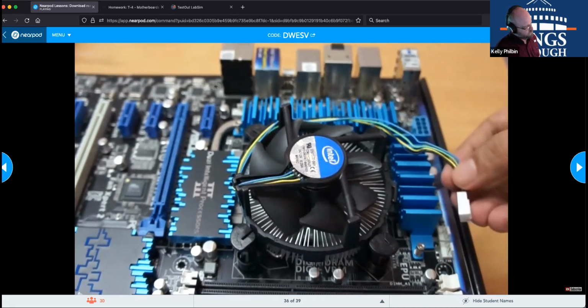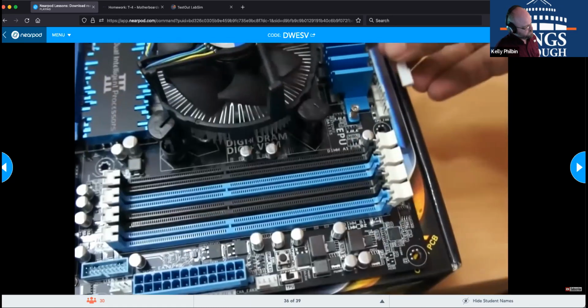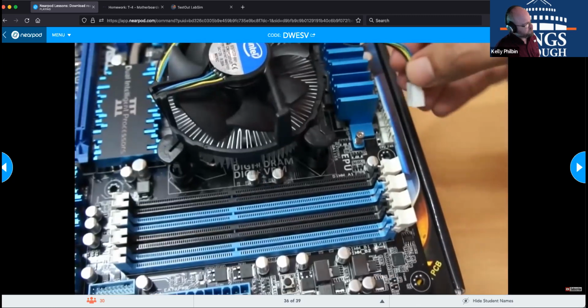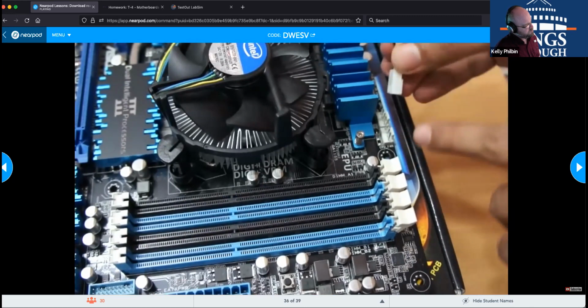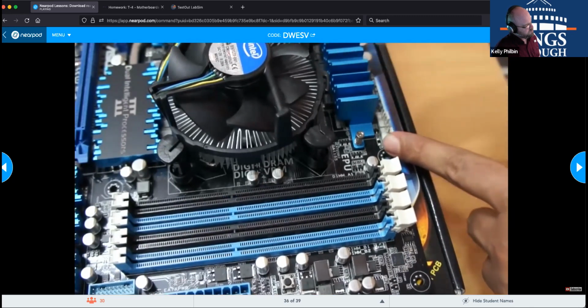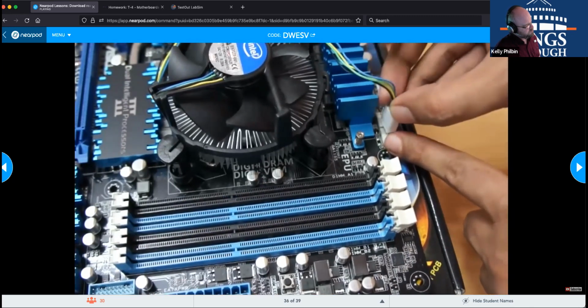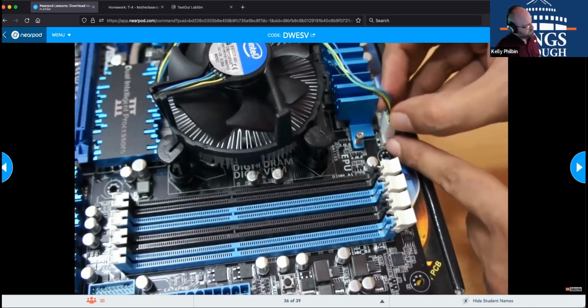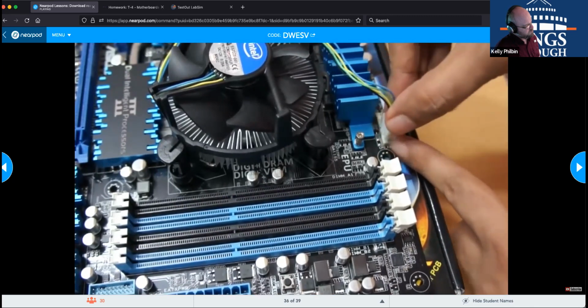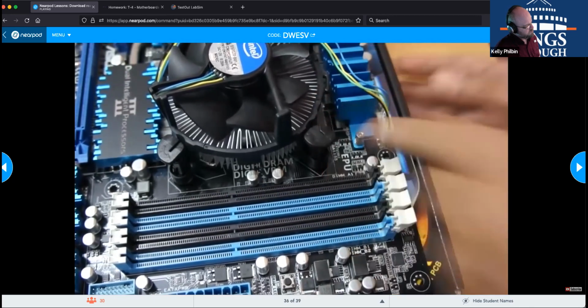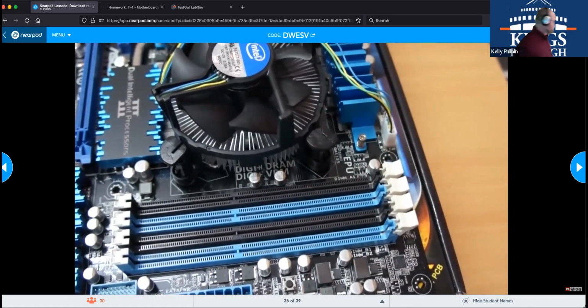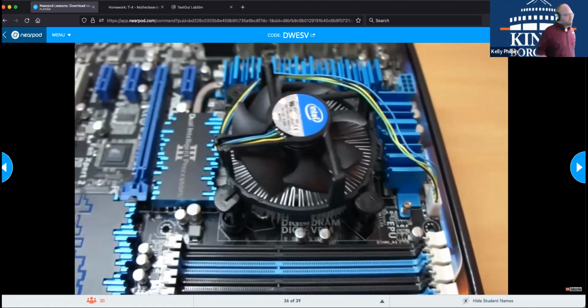And now the last thing that we need to do is, let me show you the same. Your motherboard should have a header like this known as the CPU fan, and you now just need to attach the CPU fan and that's it. And that's how you have installed your CPU on your motherboard.